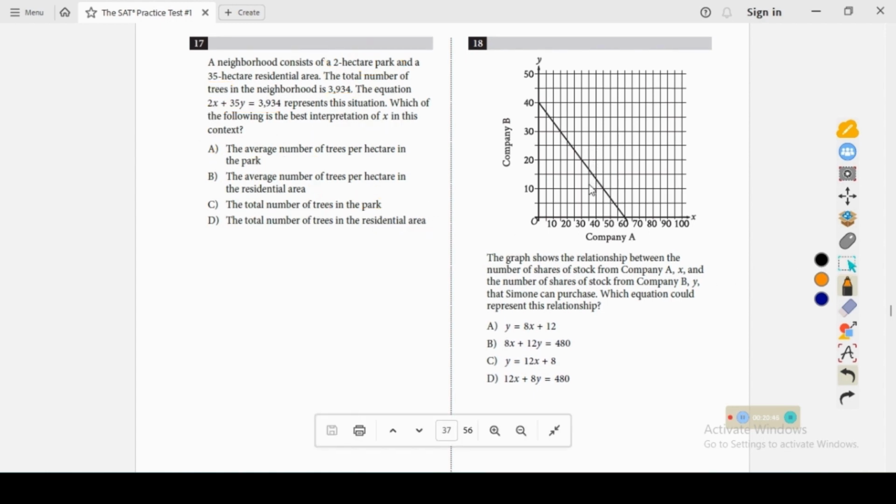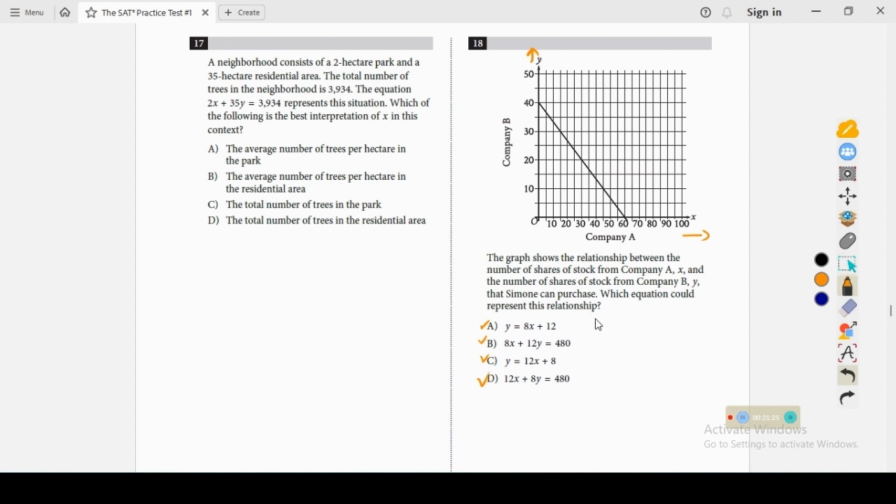In question number 18, we have a graph. The graph shows the relationship between the number of shares of stock from company A, represented by the x-axis, and the number of shares of stock from company B, represented along the y-axis, that Simon can purchase. Which equation could represent this relationship? Since there are 4 options, we have to find which option correctly represents the situation.